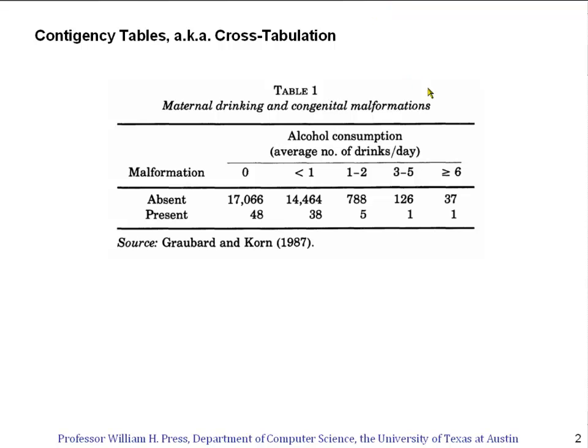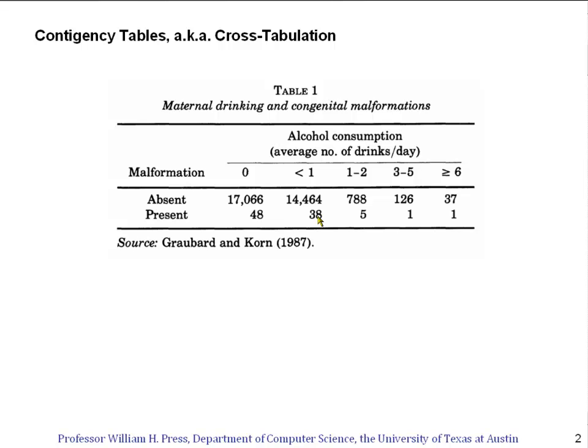Here's an example of a contingency table. This is a standard textbook example that is used in a number of places. A contingency table has a column condition, in this case alcohol consumption. And it has a row condition, in this case absence or presence. And then it has counts of events in every cell in the table.